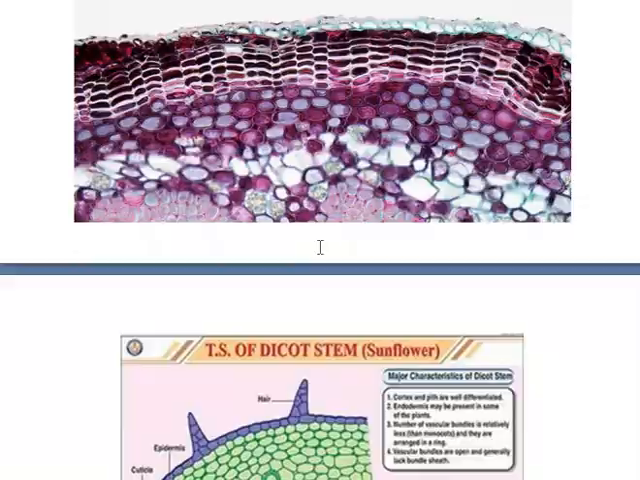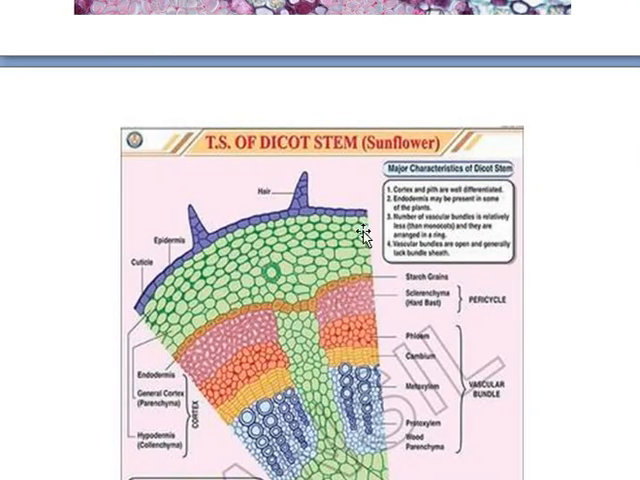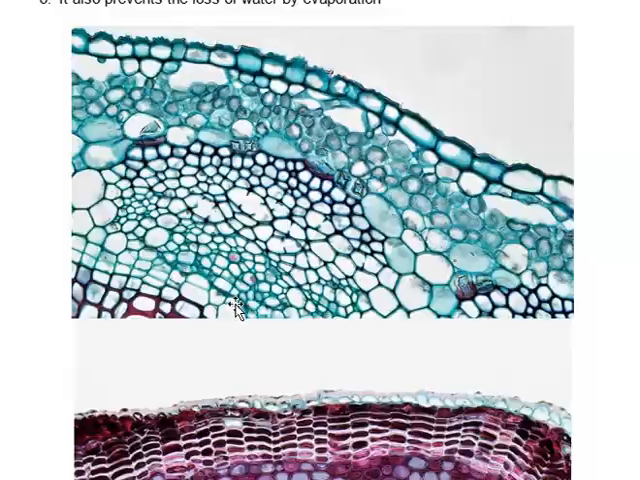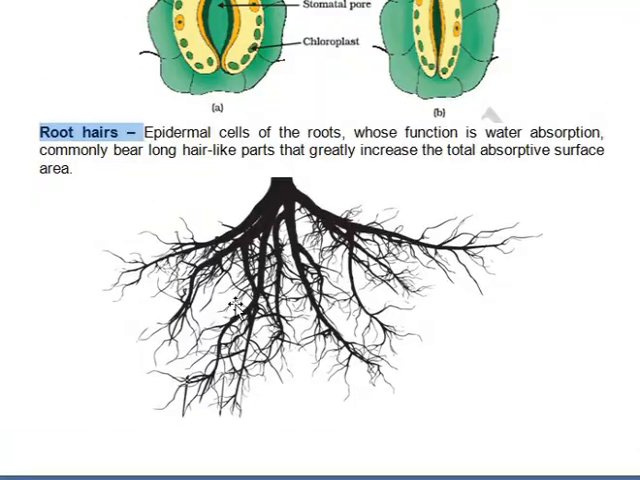If I can show you the diagram, this is the section of the stem. Even on the stem you can see that some epidermal cells form outgrowths. These are also the stem hairs. Similar hair cells are present on the root, where the epidermal cells form the outgrowth and form the hairs. Hairs increase the surface area and help in absorption of water and minerals.